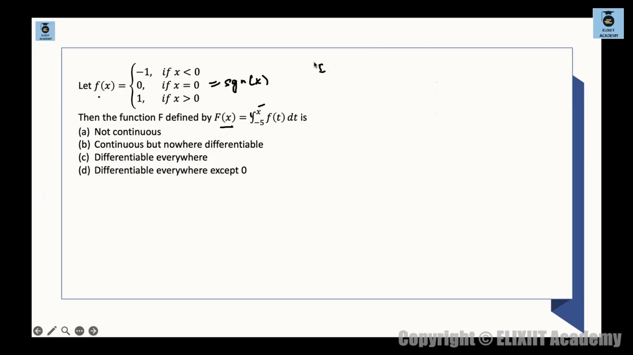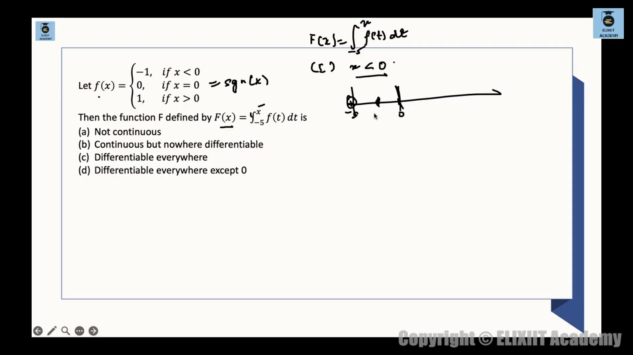Likewise, we have the first case when x is less than 0. What happens when x is less than 0? Because our concern function is this, F(x) is integration from minus 5 to x of f(t) dt. So when x is less than 0, if we see on the number line, this is where we are having 0 and then we have minus 5. So minus 5 is somewhere over here. So when x is less than 0, x can be somewhere over here because our lower limit is restricted to minus 5. This is our limit.